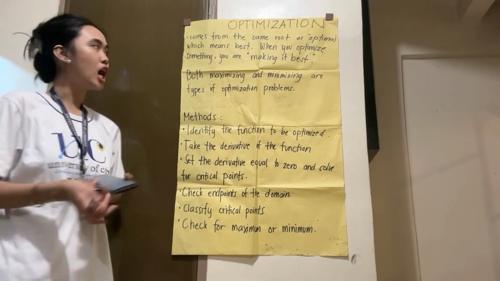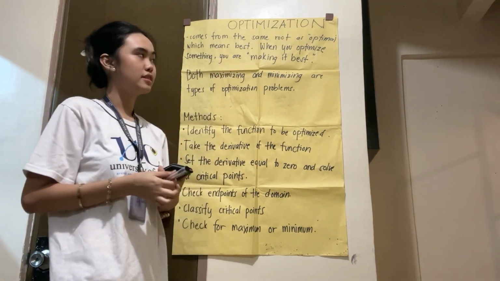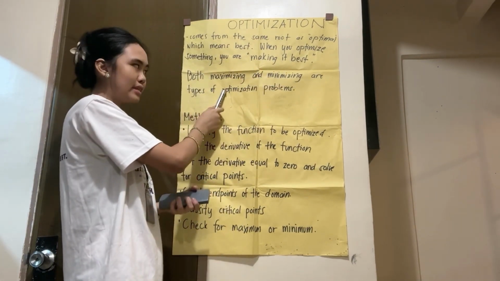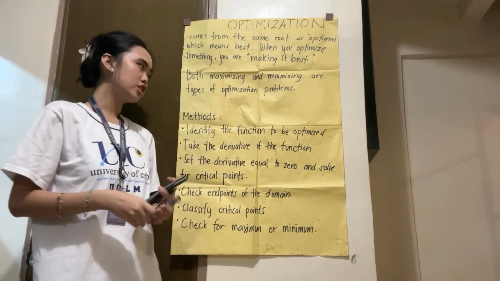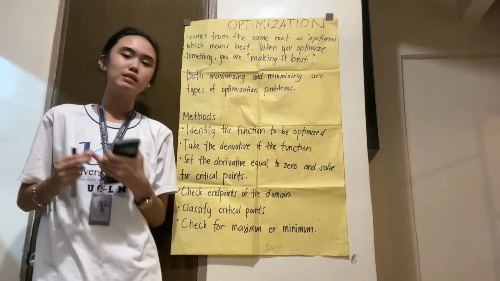I'm going to tackle optimization. As you can read, optimization comes from the same root as optimal, which means best. When you optimize something, you are making it best. Both maximizing and minimizing are types of optimization. So in optimization, we are looking for the largest value or the smallest value.